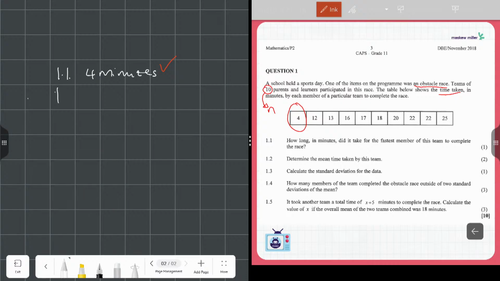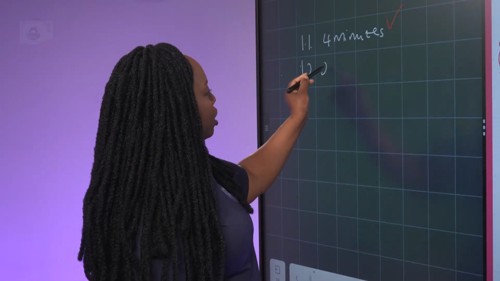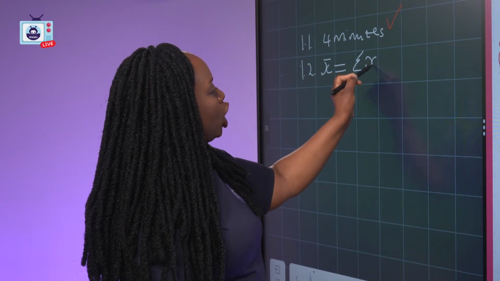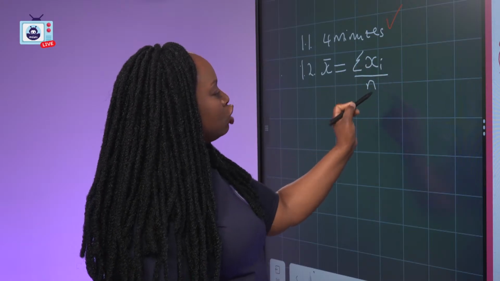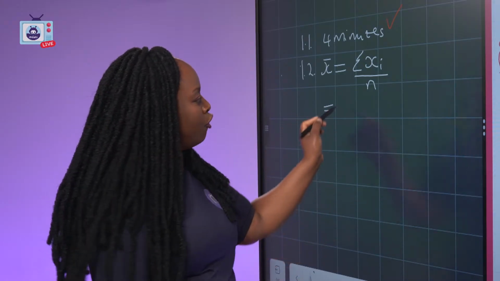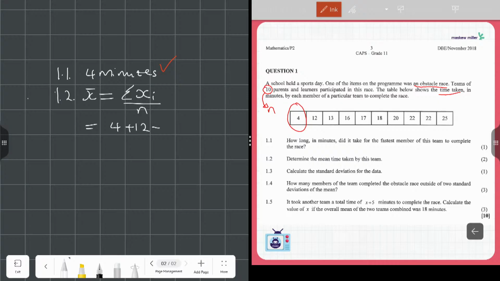Okay, let's check the second one. It says: determine the mean time taken by this team. We did say that when you're looking for the mean, you have to say x with the line equals the sum of all the numbers in the data set divided by the total number of the data. In this case, our sum is going to be 4 plus 12 plus 13, and you add them all together until you add 25. So in your space, you'll be adding them all until you reach that, and that will give us the answer.